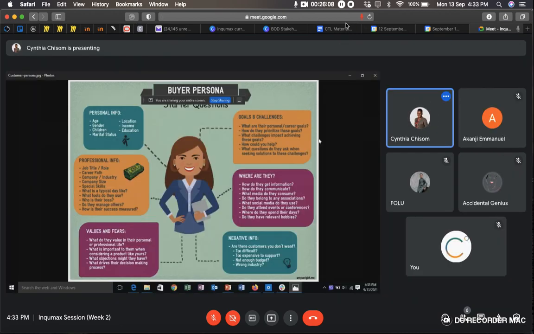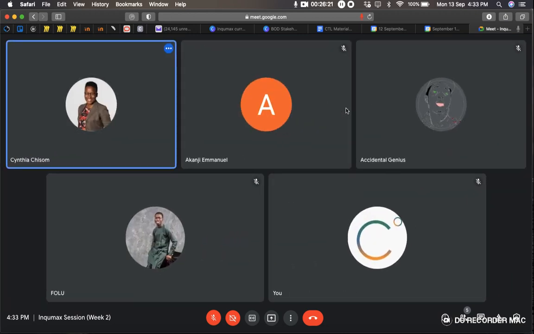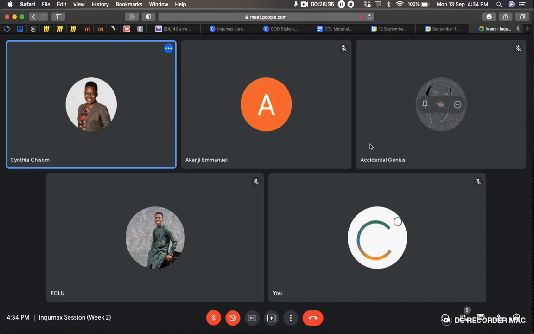Task that would help you in the customer research process. And so once that is done, the next thing you do is to define your customer persona. And I'm going to be sharing with you a template, more or less like a guide.